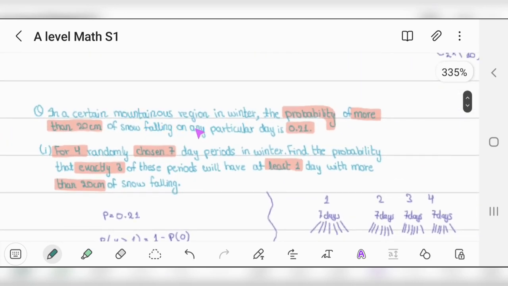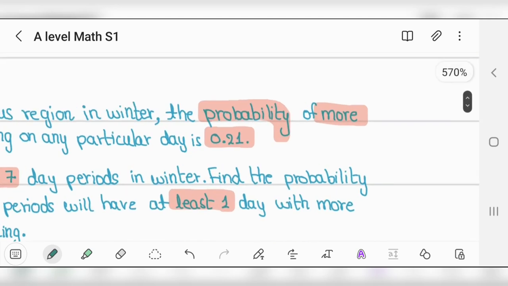In a certain mountainous region in winter, the probability of more than 20 cm of snow falling on any particular day is 0.21. Part 1: for four randomly chosen 7-day periods, which means we are choosing 4 periods of 7 days, find the probability that exactly three of these periods will have at least one day with more than 20 centimeters of snow falling. First of all, we know the probability of success is 0.21.